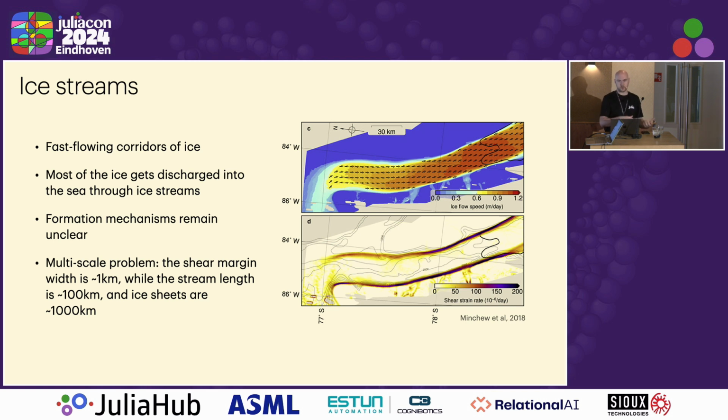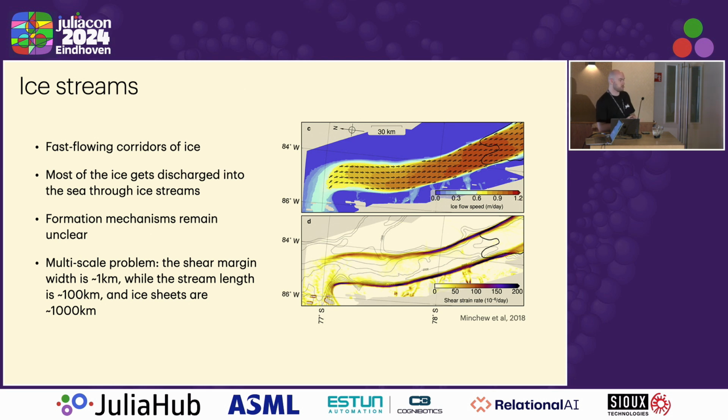Right, so these ice streams are fast-flowing corridors of ice, and their formation mechanisms actually remain unclear. We know that they are linked to certain mechanisms, and there are some ideas, but still there is no universal model that would capture the formation, the onset and the shutdown of these ice streams in a somewhat realistic geometry.